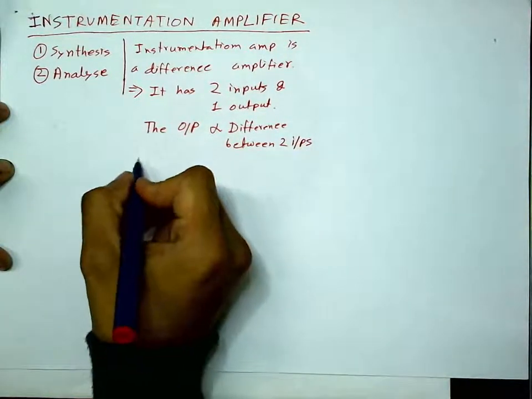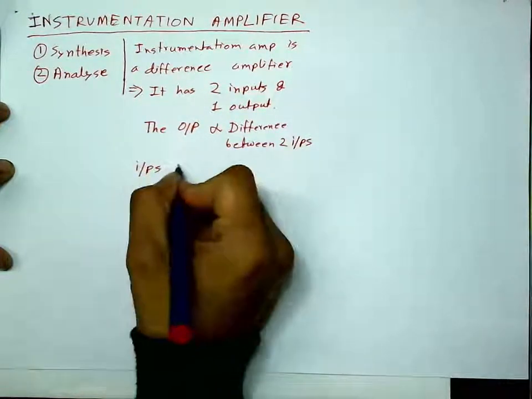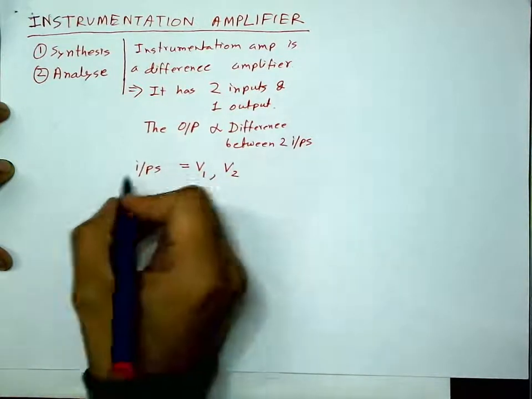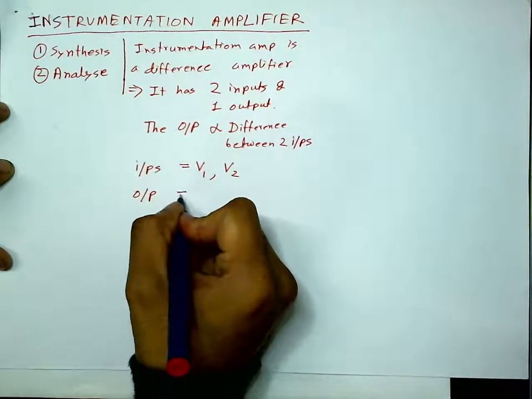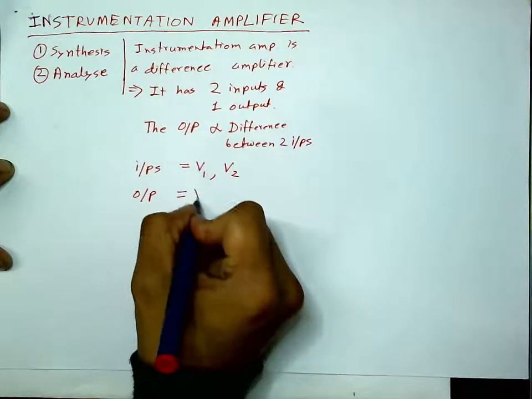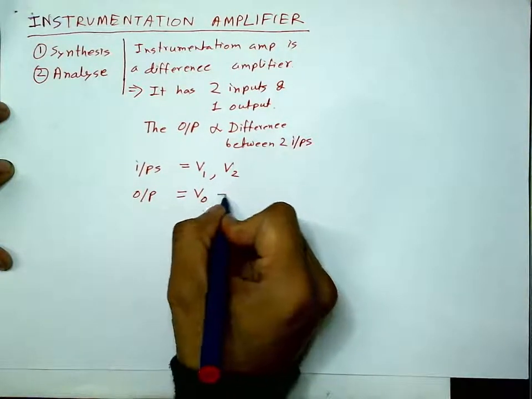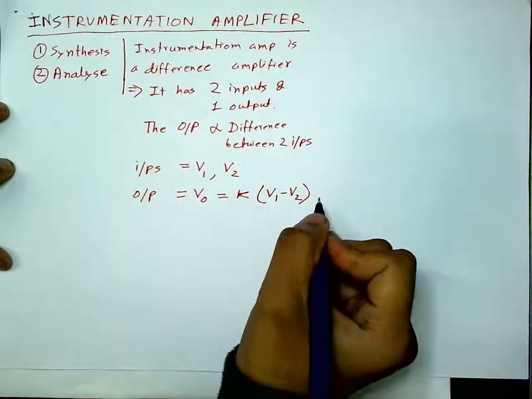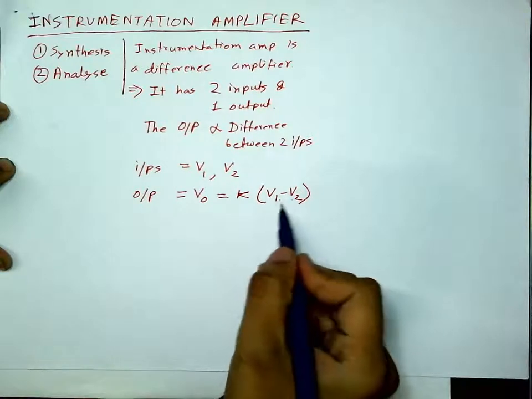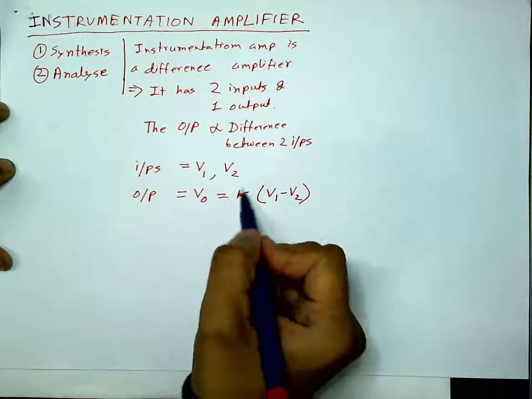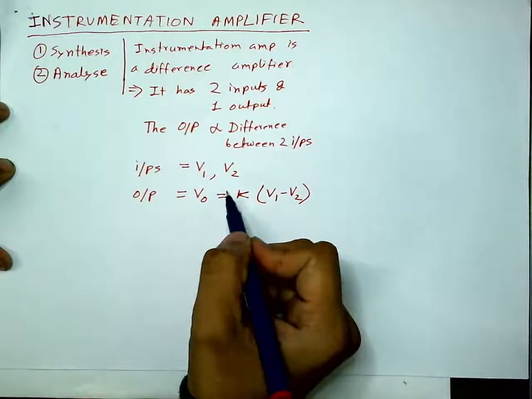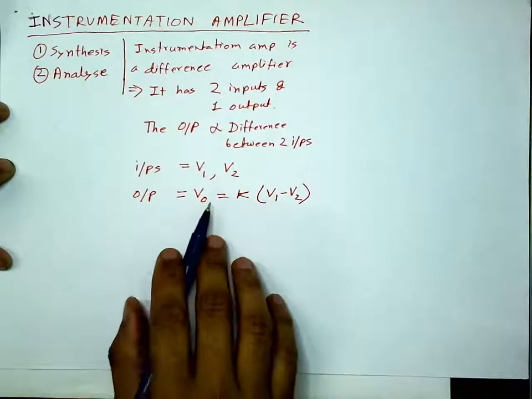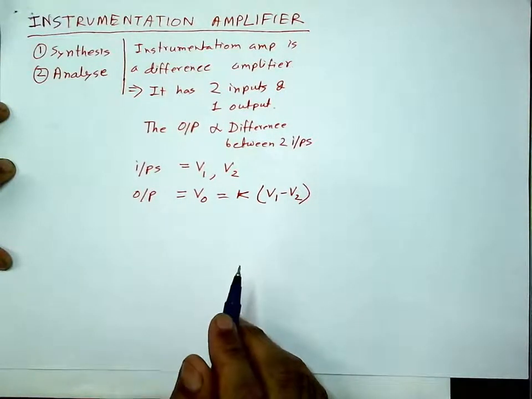Okay, if the two inputs are, let the inputs be equal to V1 and V2, two voltages, then the output will be VO equals some constant K times V1 minus V2. So the difference between the two inputs is multiplied or amplified by a factor K, and that becomes our output. Okay, so this is what a difference amplifier is.